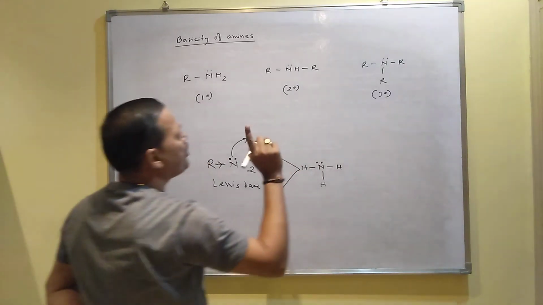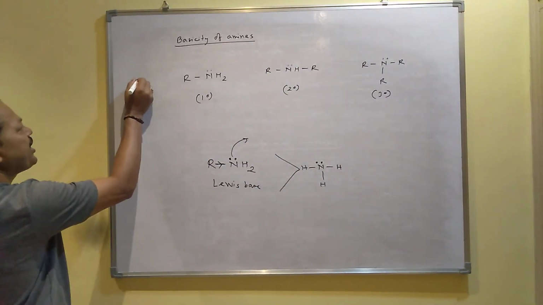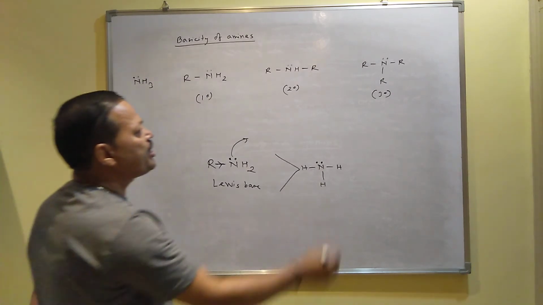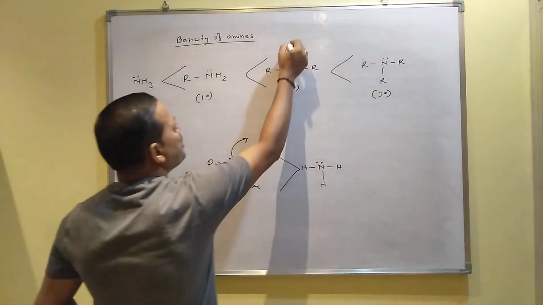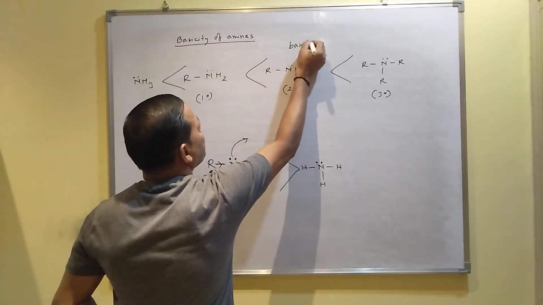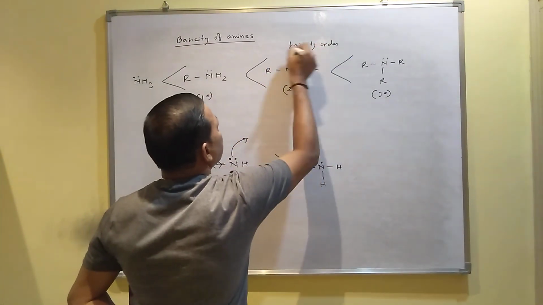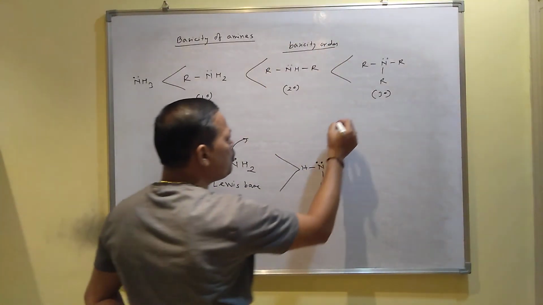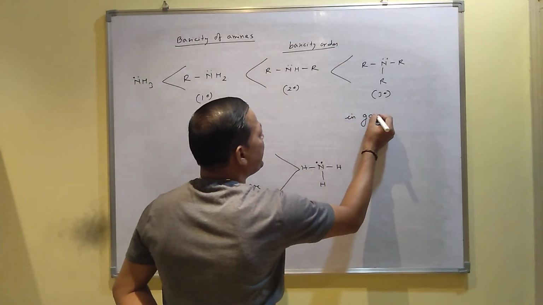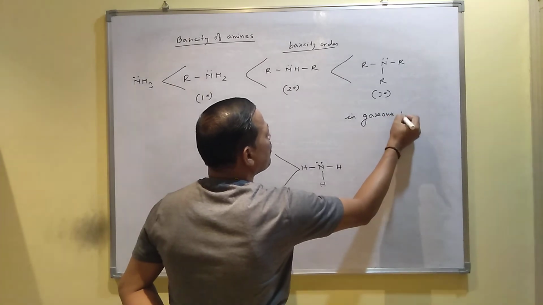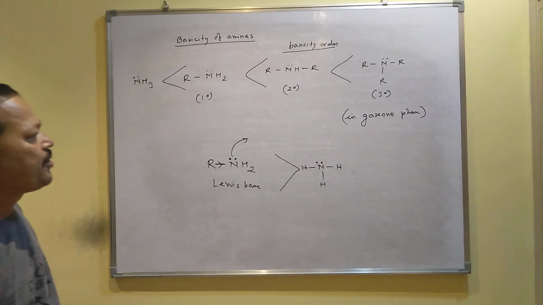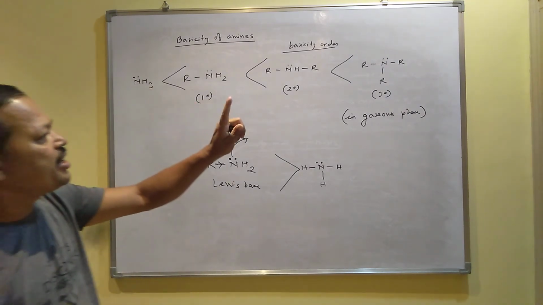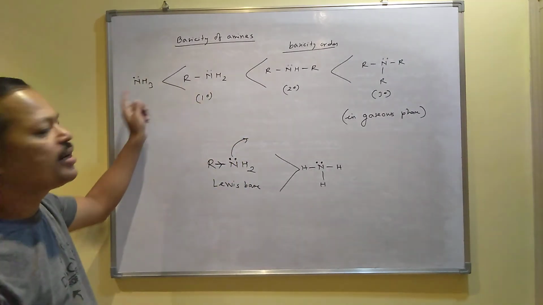If you compare primary, secondary, tertiary with ammonia NH3, then what about the basicity? Tertiary is the most basic, then secondary, then primary. This is the basicity order when the amines are in the gaseous state. Then the order is like this: tertiary is more basic than secondary, then primary, then ammonia.